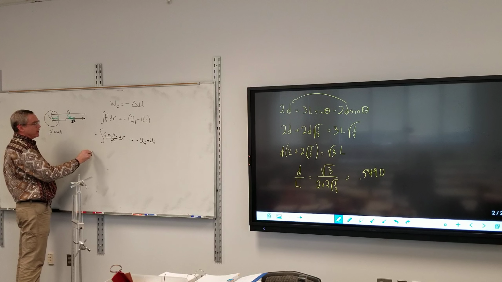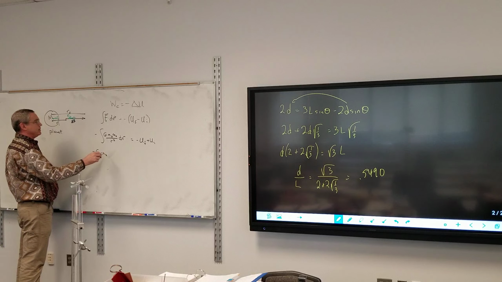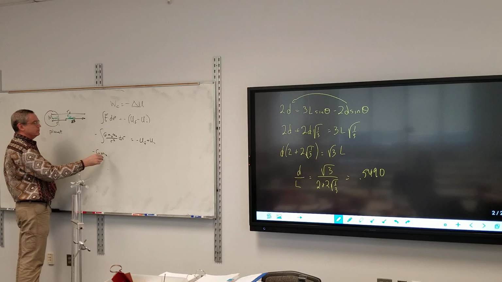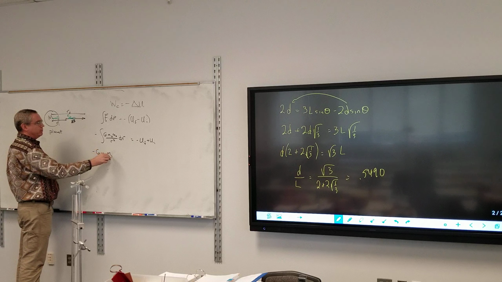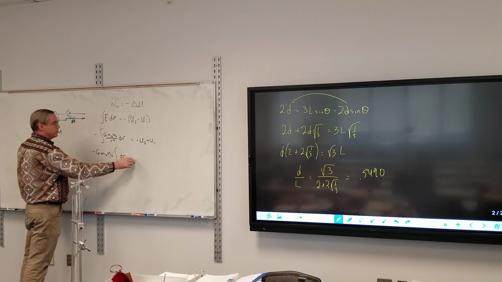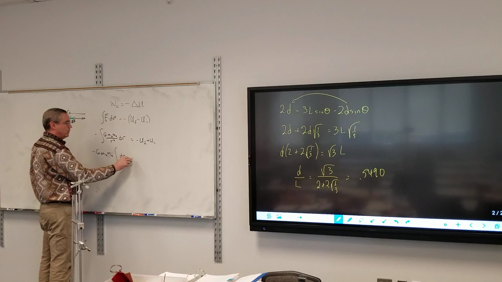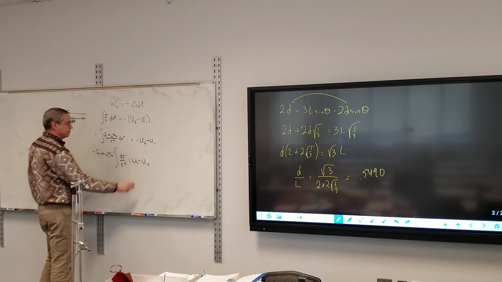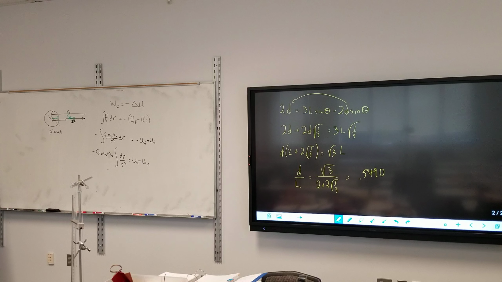I pulled the constants out, so I got negative big G, mass of the planet, mass of the object, integral dr over R squared is equal to UI minus UF. And what's the integral of dr over R squared? Or if it helps, the integral of R to the negative 2 dr. What makes it negative, the whole integral? What makes this negative here?